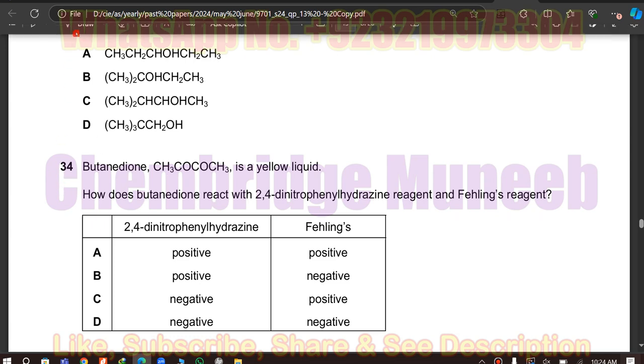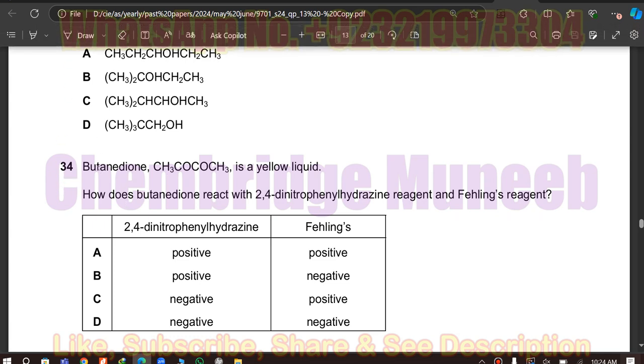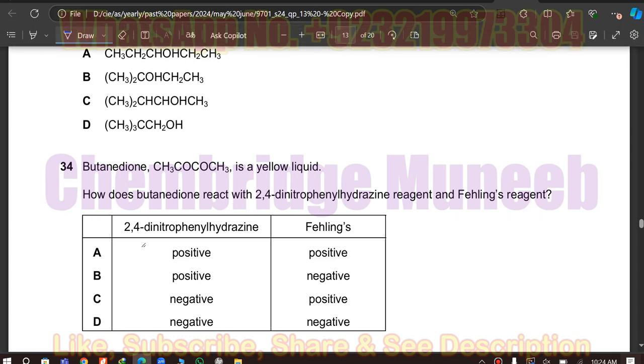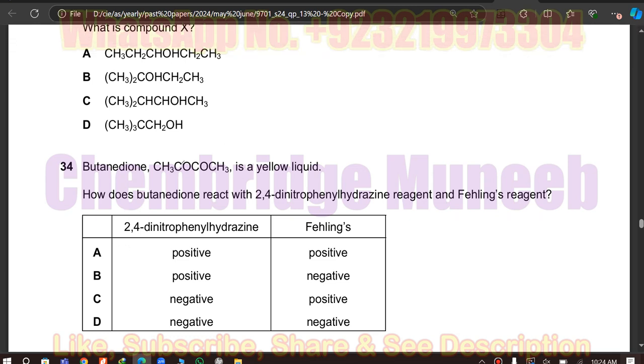Now our next question is question number 34. Butanedione, CH3COCOCH3, the yellow liquid. How does butanedione react to 2,4-dinitrophenylhydrazine reagent and Fehling's reagent? In this question we are provided this compound and we have to check which of these two reagents will give a positive test with this compound.